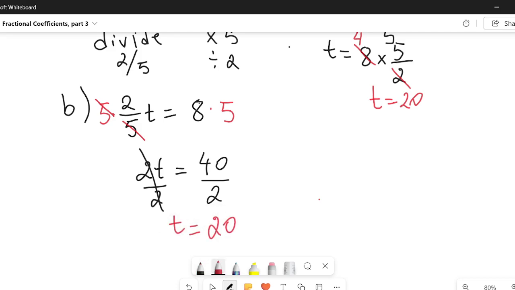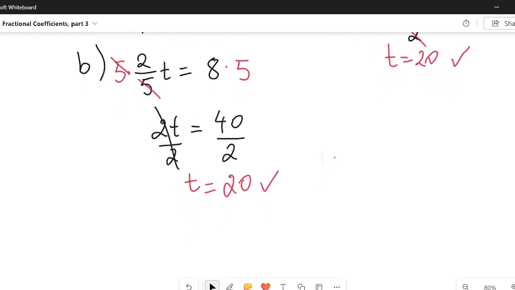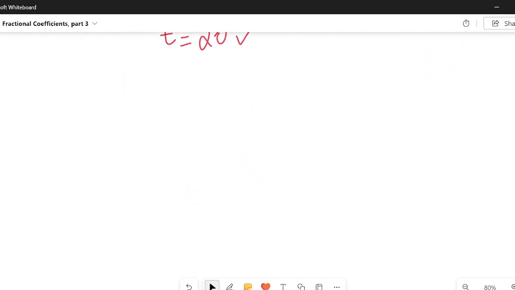So with both methods, in both cases, we have the answer t equals 20. But which one is the easiest one for students to do? I believe it is the second method, but you can use either way. Now let's write another example and see how we're going to solve this one.